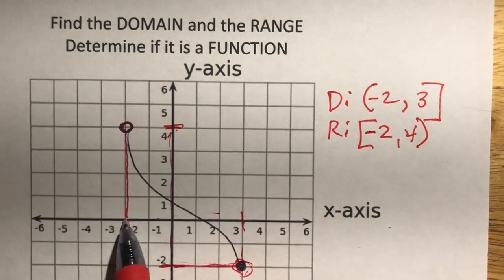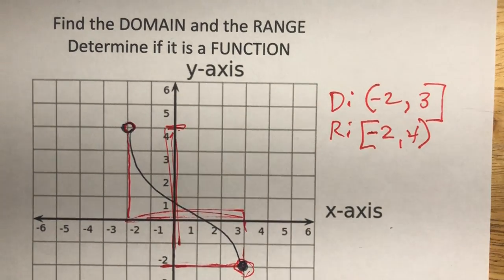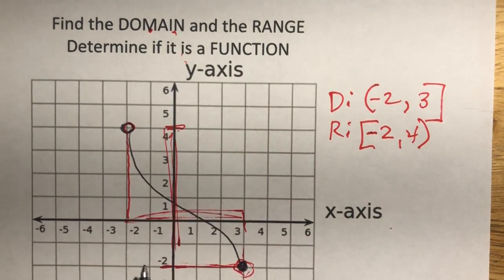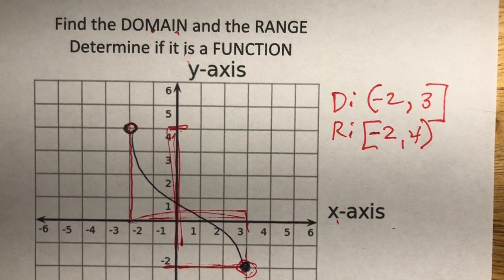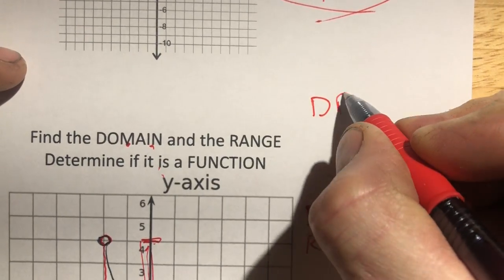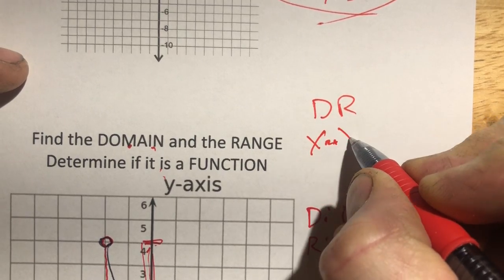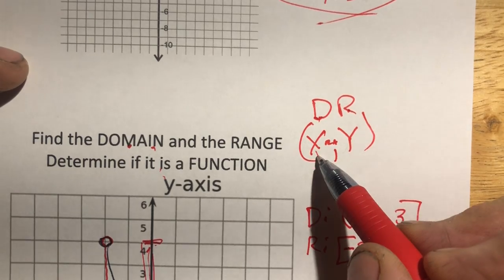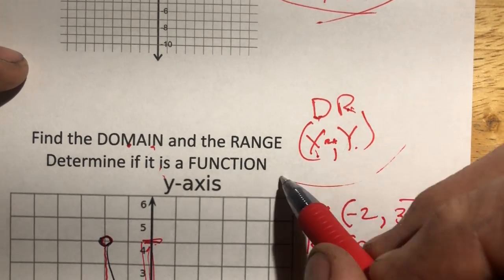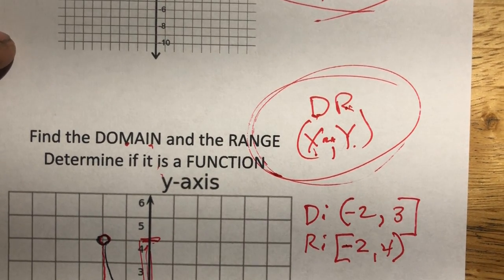So domain goes left and right. Range goes up and down. Range is your y. See, y's go up and down. Domain's your x's, which goes sideways. And if you remember, I went to the doctor to get an x-ray. Okay, domain and range. Domain is your x's, range is your y's. So this is a way to remember domain and range.